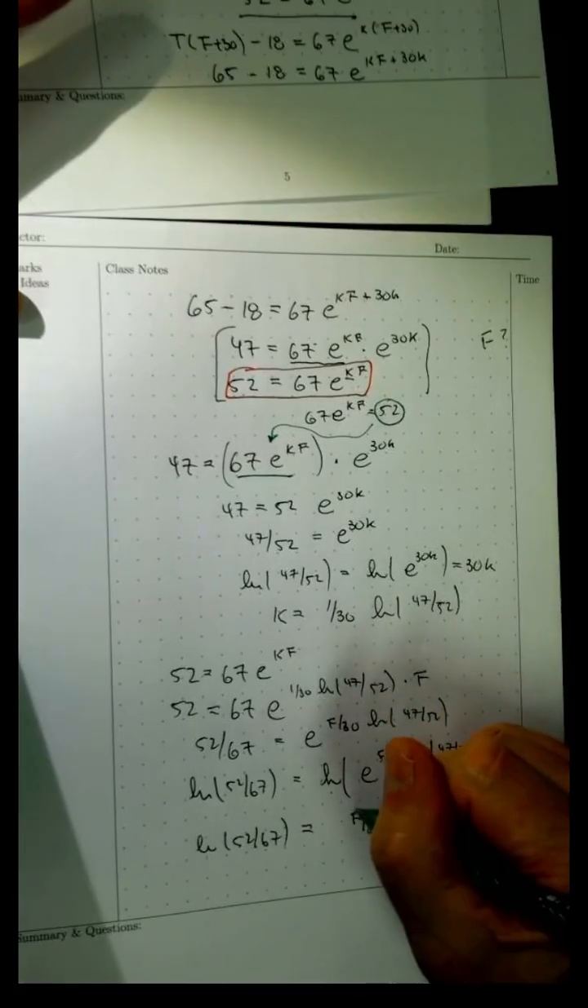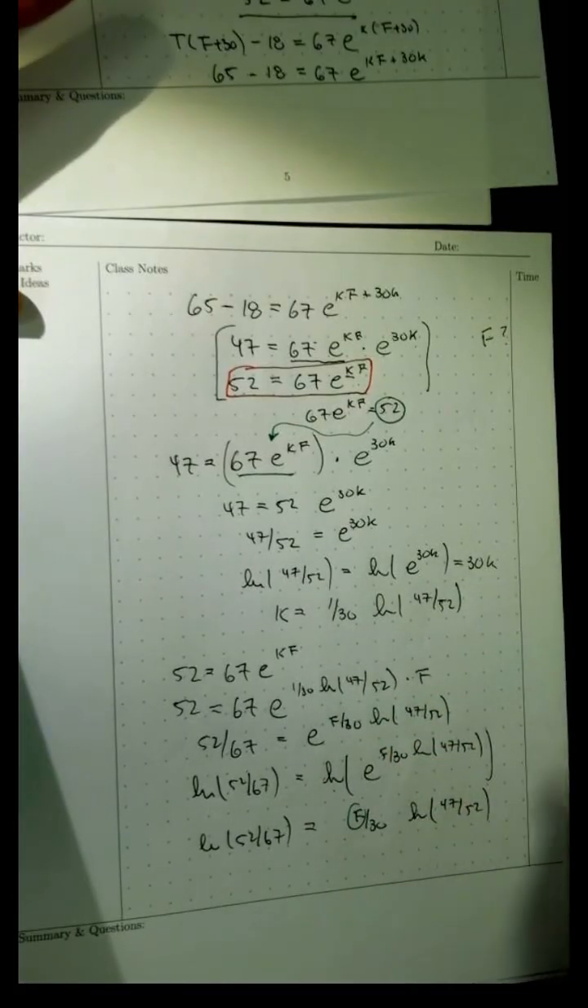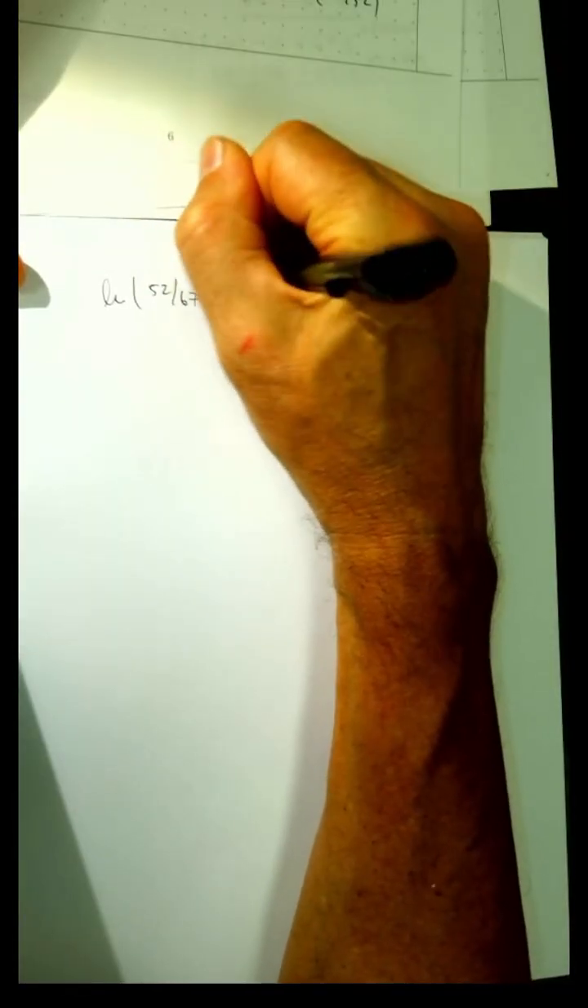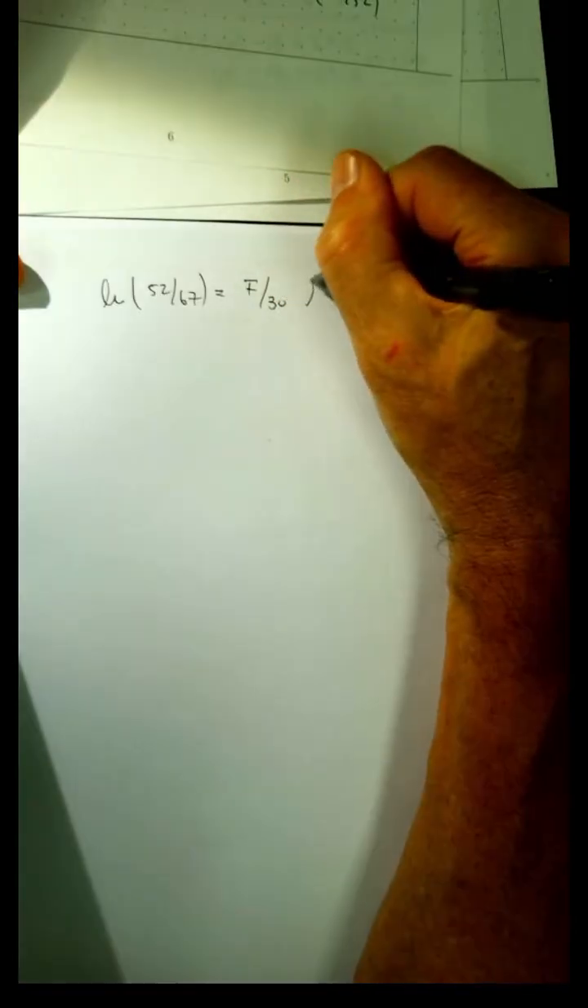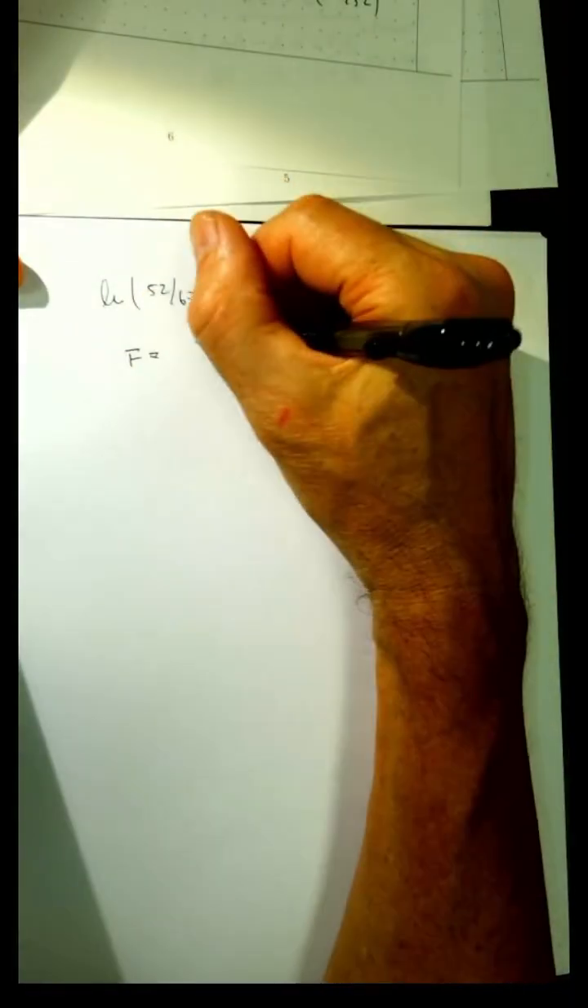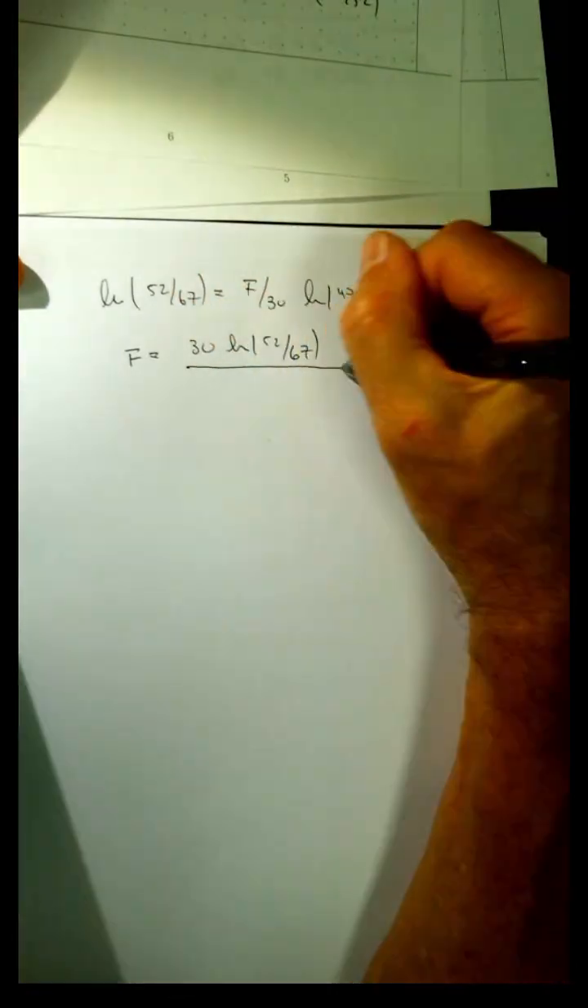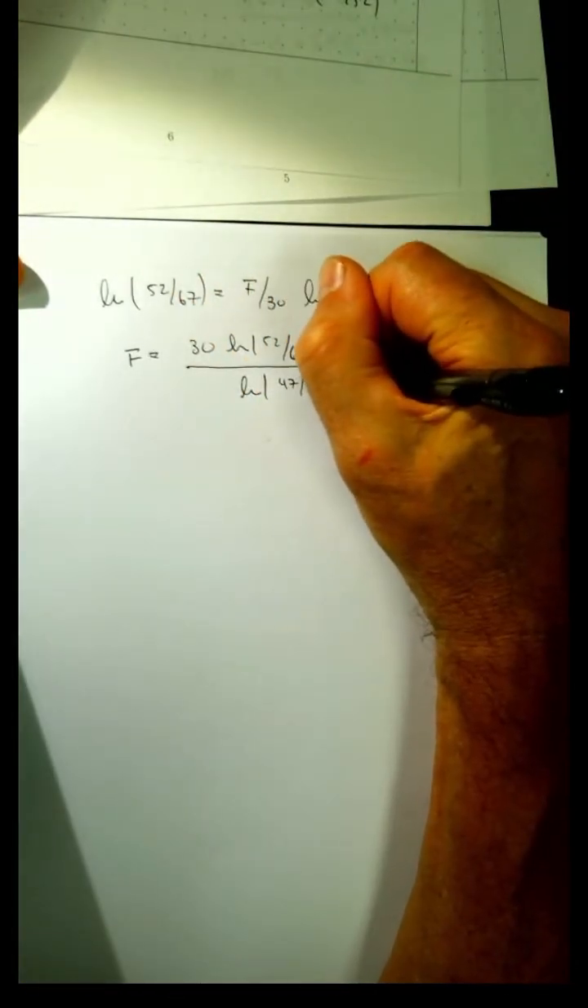And again, my goal is to find f. So I'm going to multiply by 30 and divide by that log term. So let's see. I just had log of 52 over 67 equals f over 30 log of 47 divided by 52. So f is going to be 30 log of 52 over 67 divided by log 47 over 52. Okay, and according to my notes, this is approximately 70.2 minutes. All right.